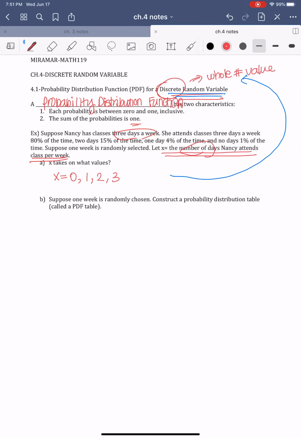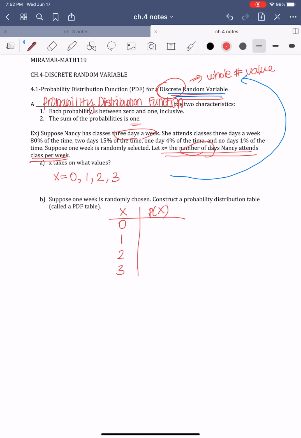A PDF table is basically a T-chart that has an X and then its probability value. So here we have an X that represents the number of days and then the associated probability value for that X. So there are only 0, 1, 2, 3 possible X values. And this is how you interpret it: X, P of X, which is the probability for X. So P of 0, right? What is the probability that Nancy attends 0 times a week? Well, let's take a look. She attends class 3 days a week 80% of the time.